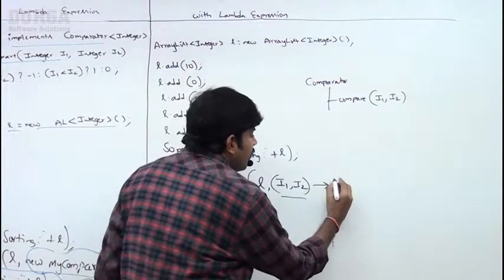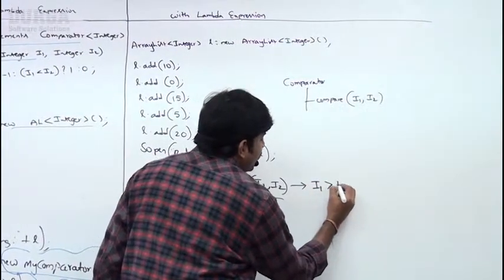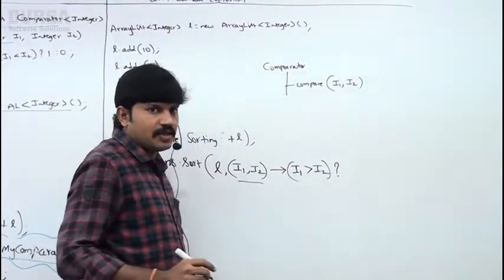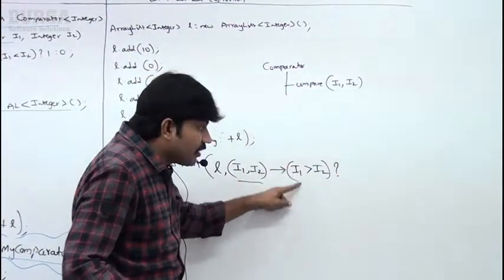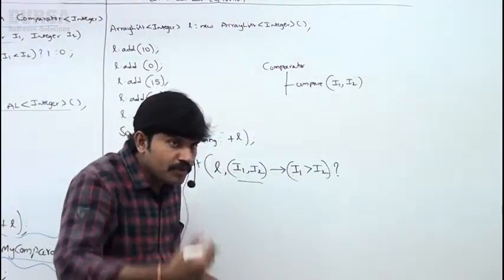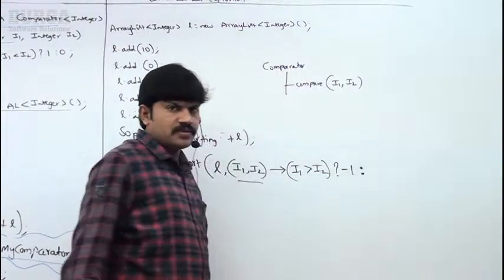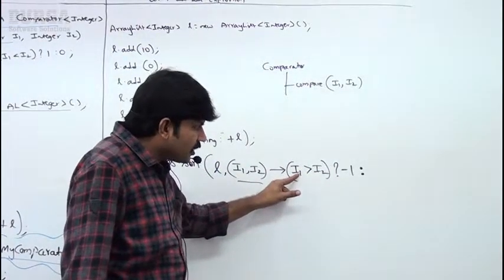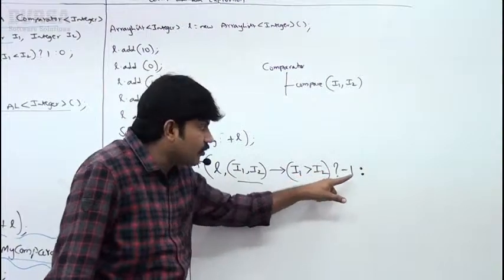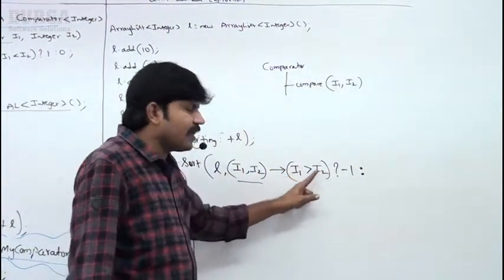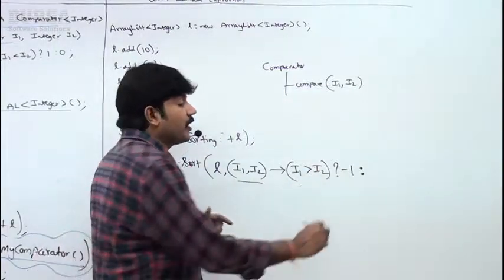Remember here, I1 greater than I2. If I1 is greater than I2, the bigger value, I1 is the bigger, it has to come before. That's why -1. If the first object is greater than the second object, then I have to return -1. If the first object is not greater than I2, that means the else part, right?